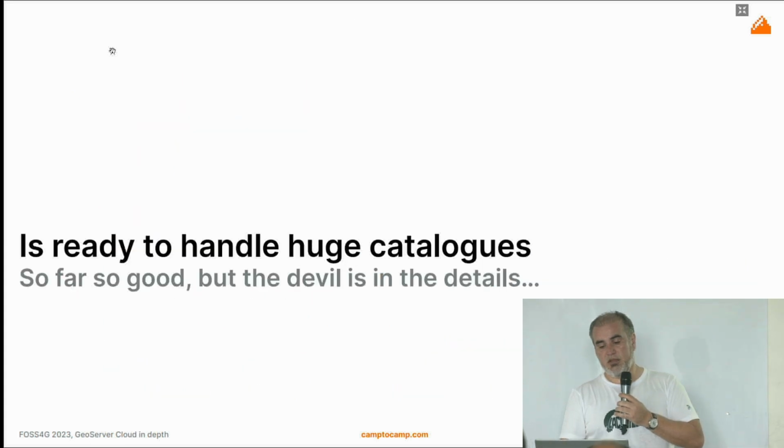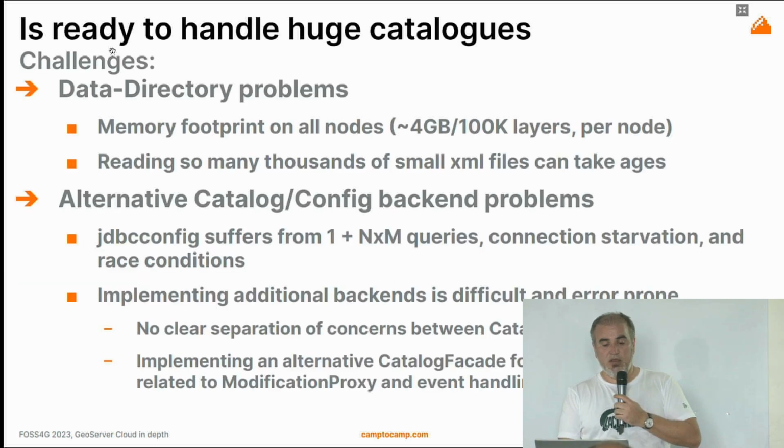So the next requirement is that it has to be ready to handle huge catalogs. So what challenges do we find here? Essentially we have problems related to the data directory, let's call it the data directory implementation of the catalog configuration backend. And we have problems to have alternative catalog configuration backend implementations.